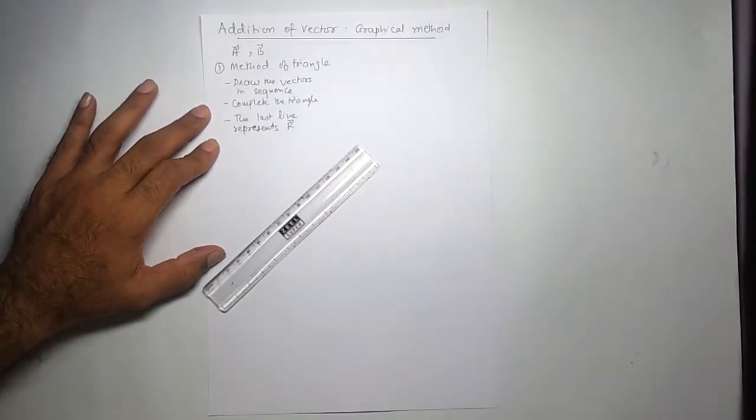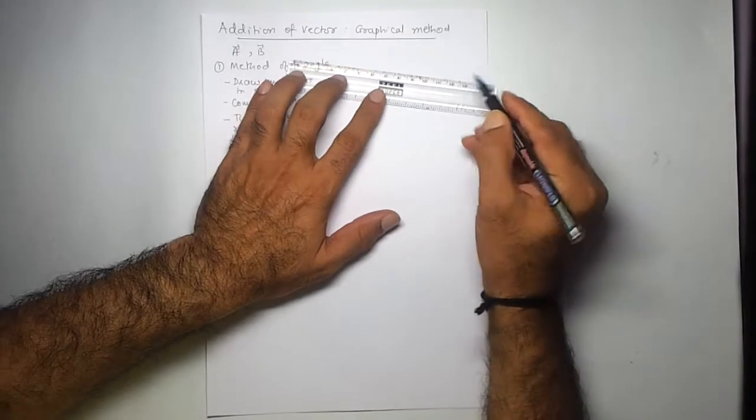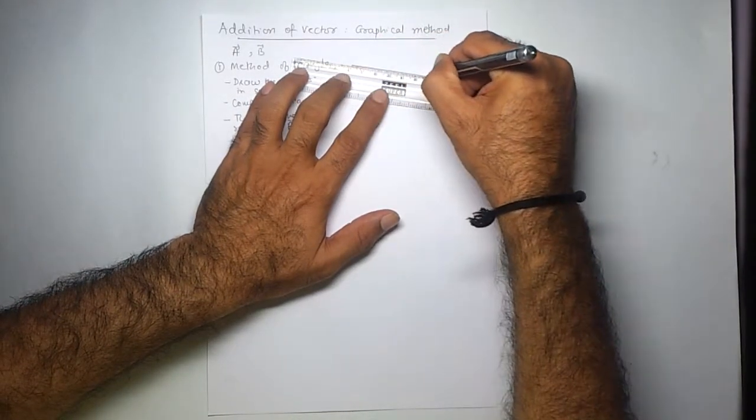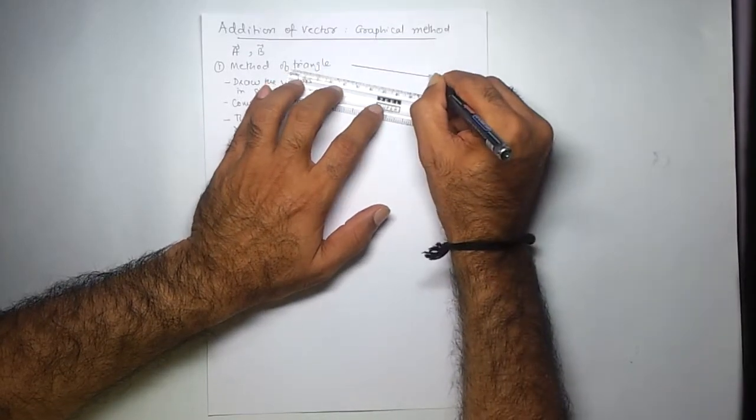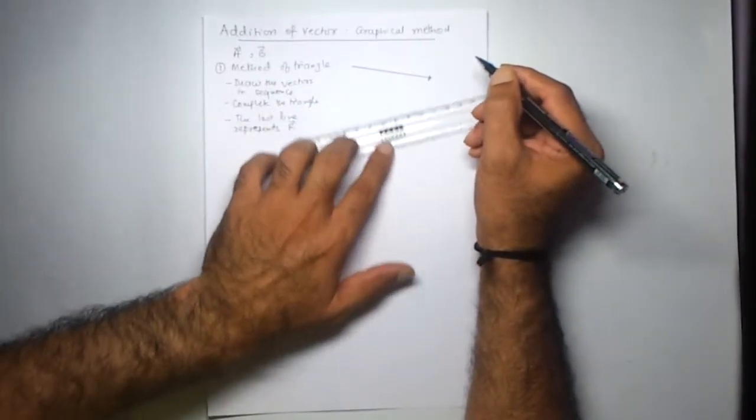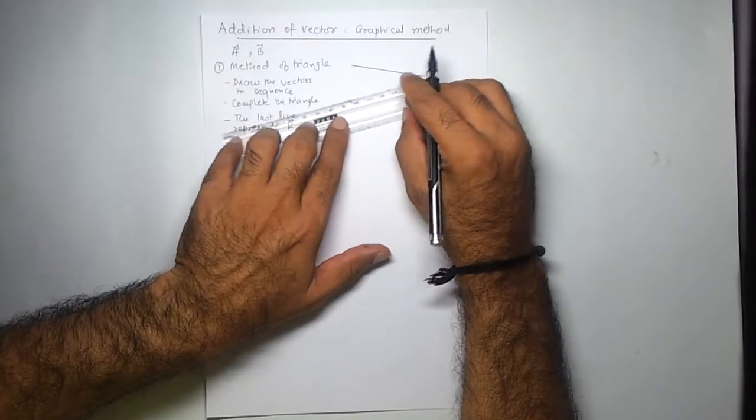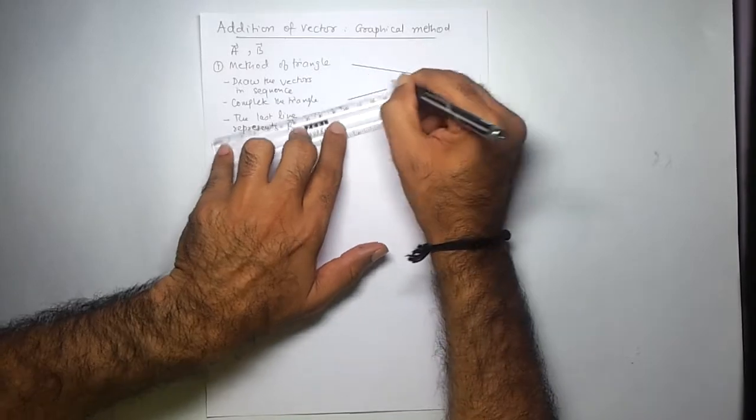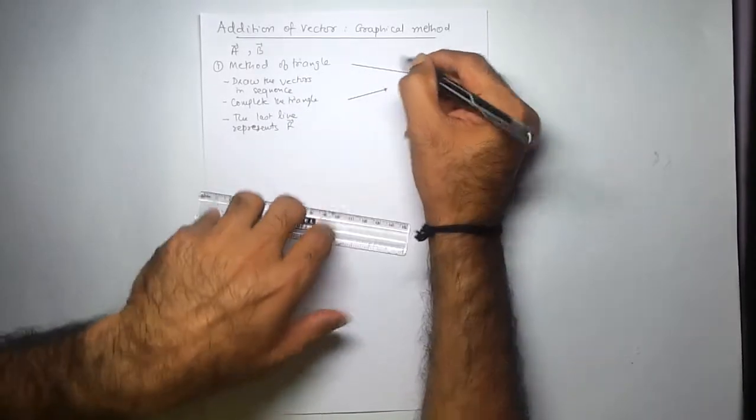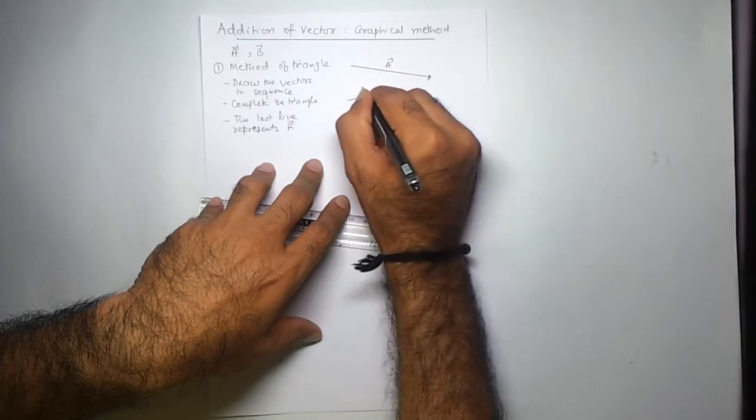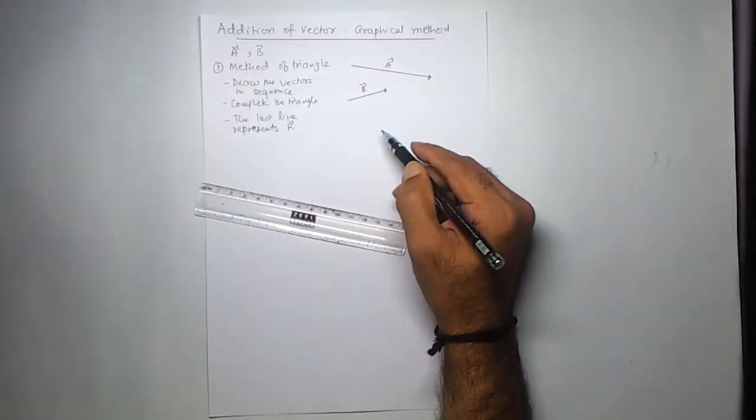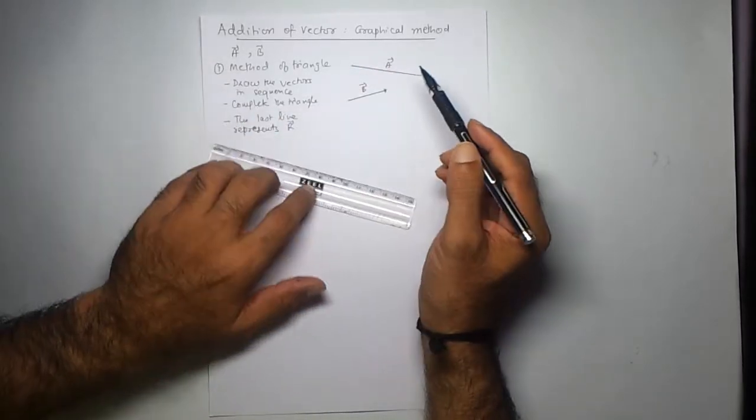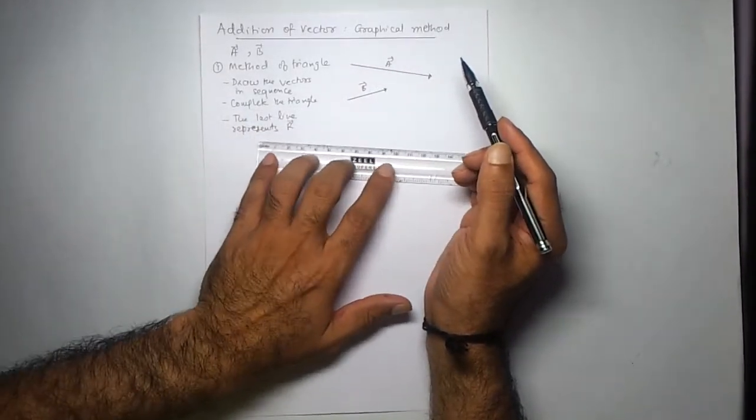So let us say I have two vectors. I'll take two vectors randomly, and let us say this is one vector. Now this could be velocity, force, or acceleration. And let us say this is another vector, a smaller vector in another direction. Let us call these vector A and vector B. Now I want to add these two vectors using the graphical method, the method of triangle. So I draw these two vectors in sequence.